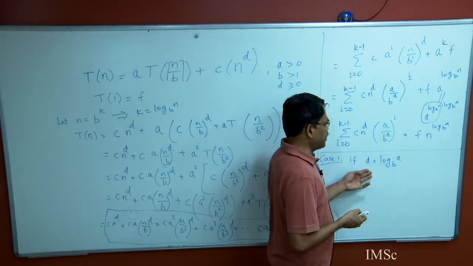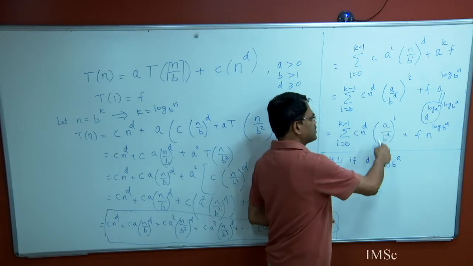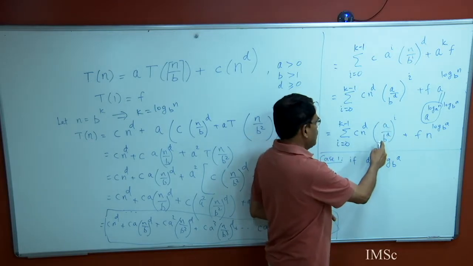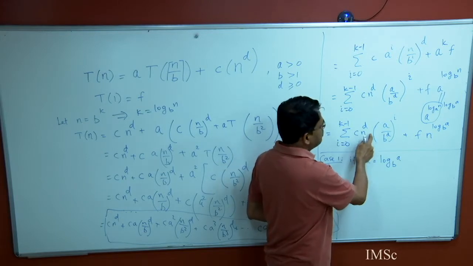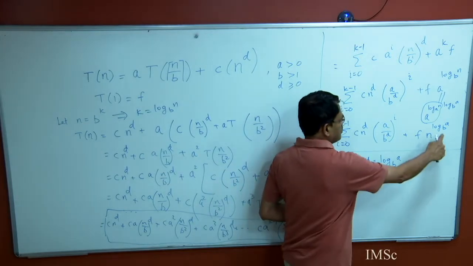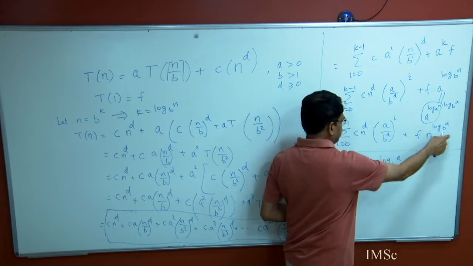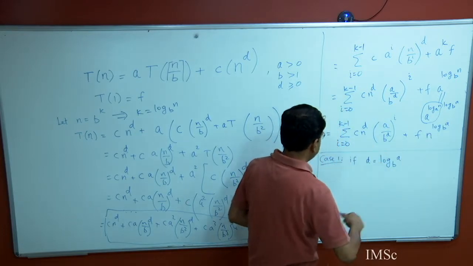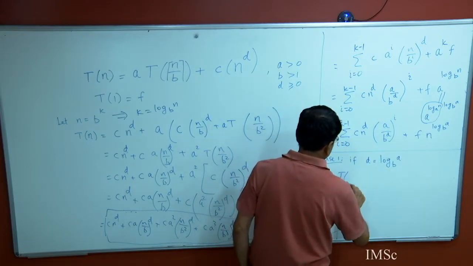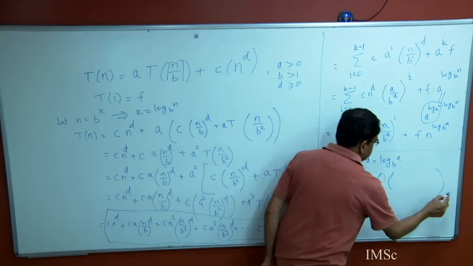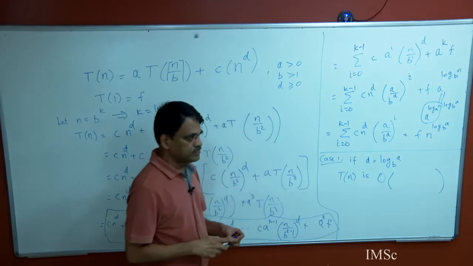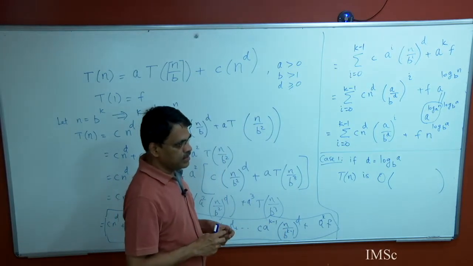A is equal to b power d. So that means that this term vanishes. This becomes 1. So you have c n power d, because log a to the base b is also d. So what would be the running time? T of n is big O of, yes, n to the power d.